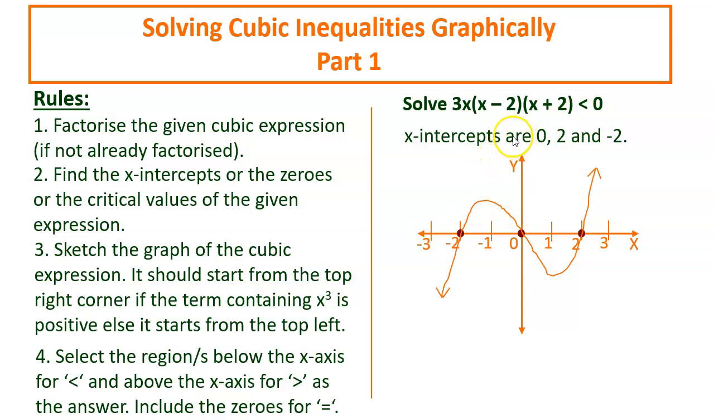Now, select the region or regions below the x-axis for less than sign. Since we are having the less than sign, we have to select the region or regions which are below the x-axis. We are seeing this part is below the x-axis and this part is below the x-axis. Of course, this sketch is not a perfect one, but you don't have to draw a perfect sketch of the given cubic polynomial.